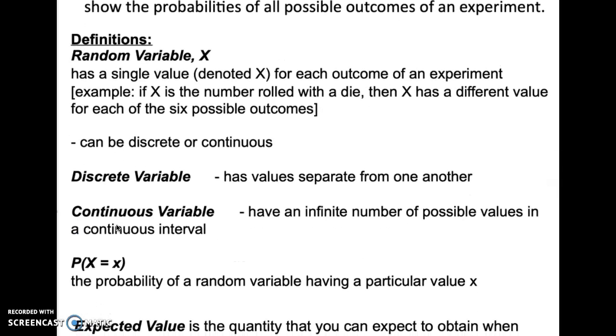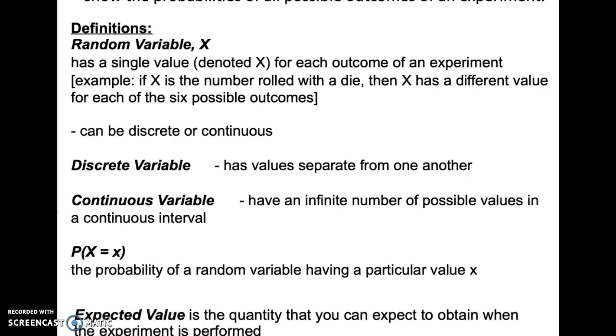The first definition is random variable. A random variable, which is denoted by a capital X, is really the experiment that we're running, or the event that we're running. And what X equals is all the possible outcomes. So for example, if our event X was the number rolled on a single die, then X could equal 6 different things, right? X could equal 1, 2, 3, 4, 5, or 6.